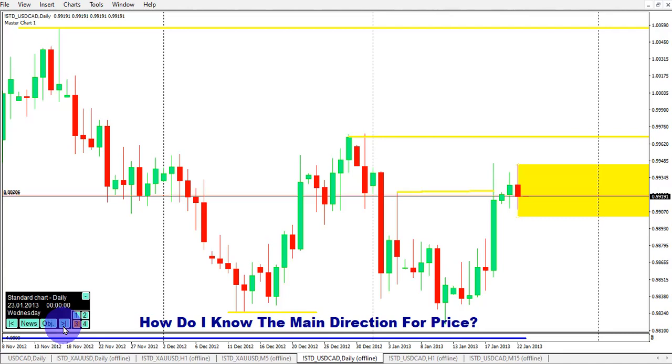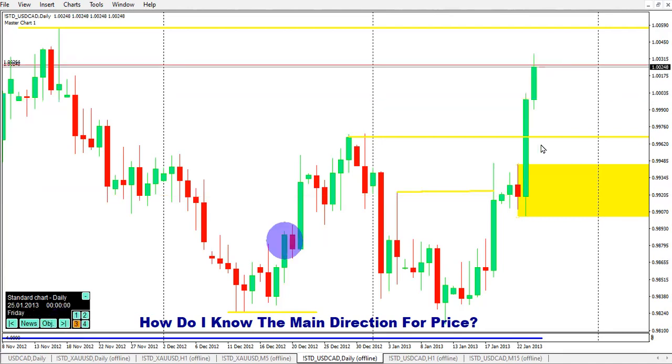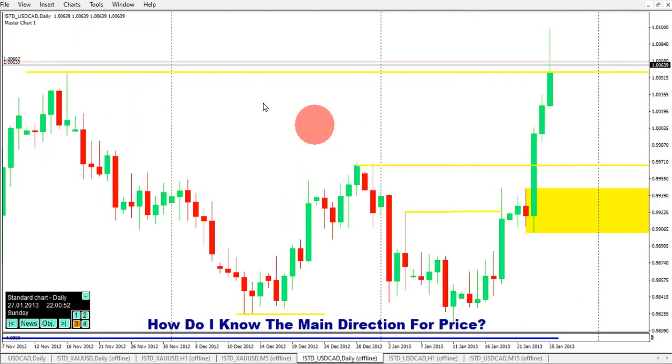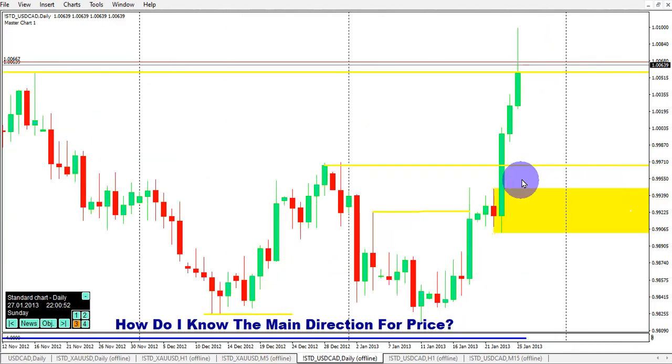Okay. Price takes this out. The next level is what? That high. Okay, now the high is taken out. Now, initially when this high was taken out, you can see price did not retrace back into it. It didn't give people the chance to get involved in it.